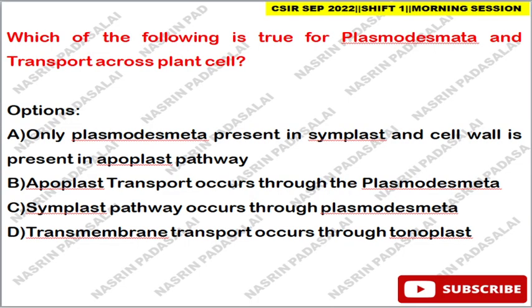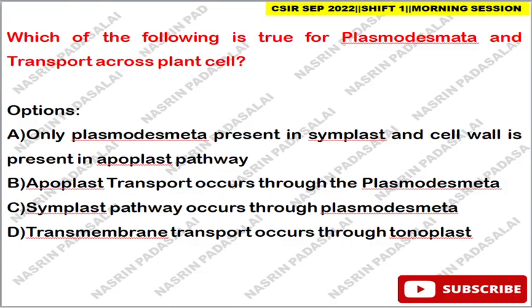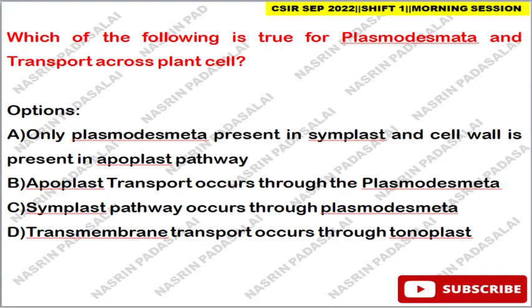Okay, which of the following is true for plasmodesmata and transport across plant cells? You should know about two important pathways, the symplast pathway and the apoplast pathway. The symplast pathway is a pathway in which water moves through the plasmodesmata from cell to cell, whereas the apoplastic pathway is one in which water moves through intercellular space. The options are: plasmodesmata is present only in symplast and cell wall is present in apoplast. The answer is absolutely correct. Apoplast transport occurs through plasmodesmata. No, apoplast transport occurs through intercellular space. Okay, next, symplast pathway occurs through plasmodesmata. It is also a correct option. And next, transmembrane transport occurs through tonoplast.